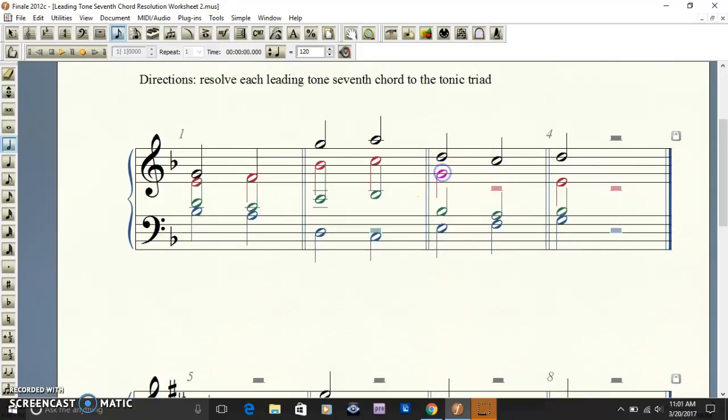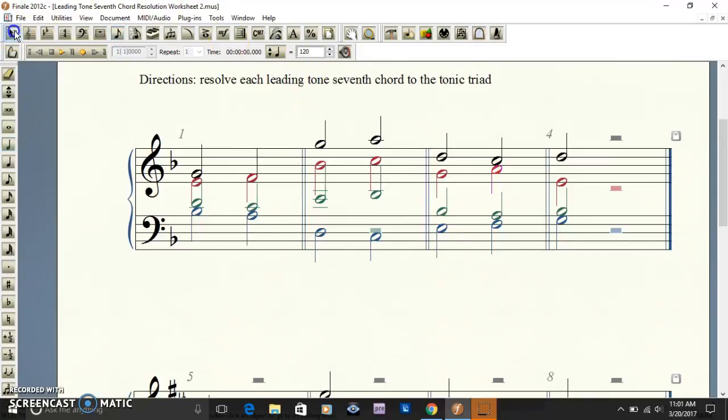We would write an F here. However, now we have parallel fifths. G to D is a fifth and F to C is a fifth. So now we're again going to need to make an exception. All right. So to avoid the parallel fifths, we're going to simply double the third of the tonic triad and move this alto voice up to an A.